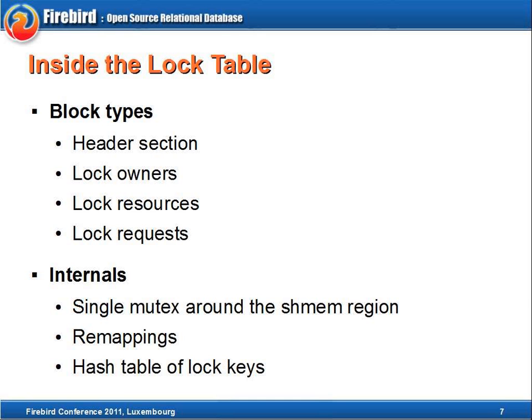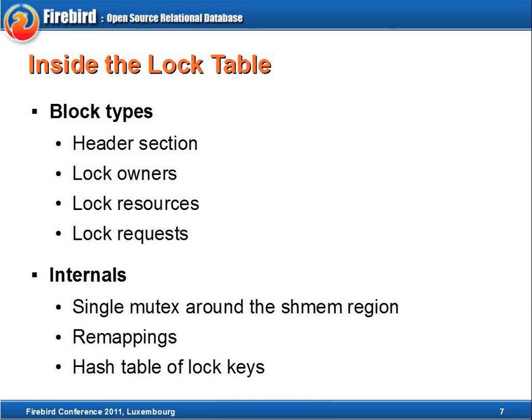Because all the objects inside the lock table are referred to by offsets. There is a base address of the beginning of the lock table, and every object in the lock table is addressed by its offset. So the lock table is always contiguous in memory, and it's not split into parts. And lock resources, we have a lot of lock resources inside the lock table.